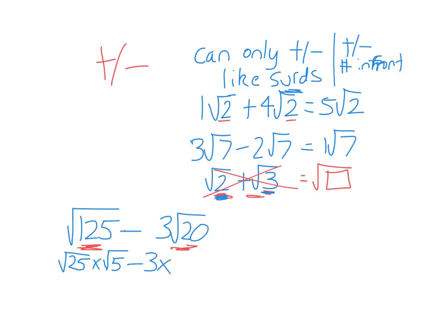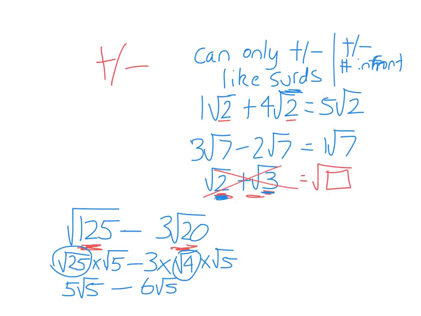What is a square number that goes into 20? Well, that's 4. So I write it as the square root of 4 times, so what do I need to times 4 by to get 20? Of course, 5. But of course, the square root of 25 is just 5. So that will become 5 root 5. The square root of 4 is just 2. So I have 3 times 2, which is 6 root 5.